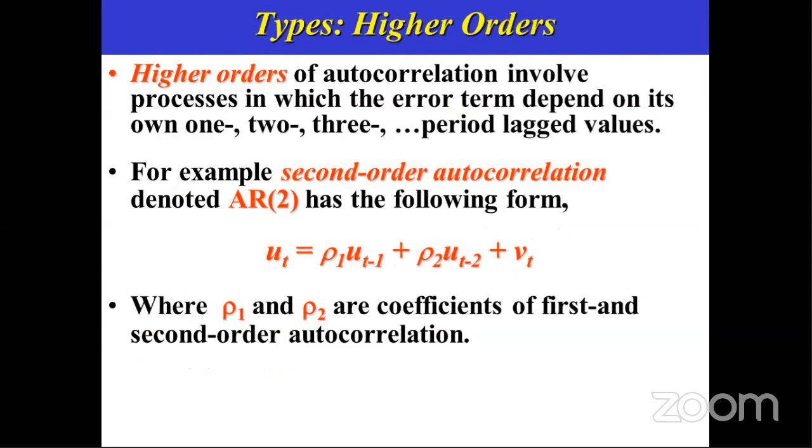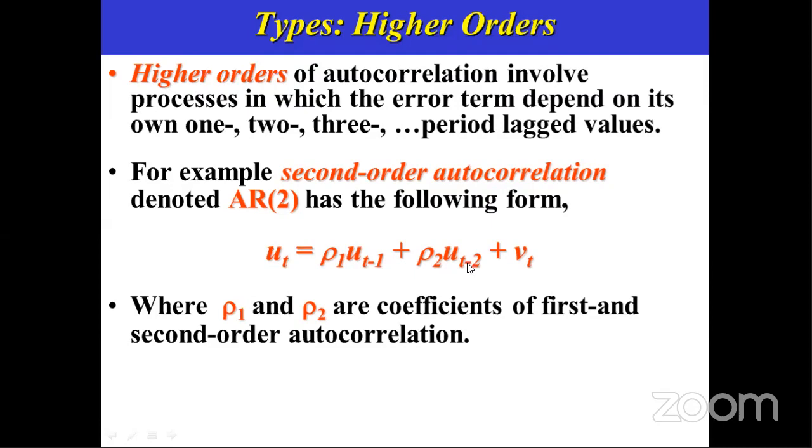Then higher order means you have to include more lagged values of the error term on the right hand side of the equation. It involves the process in which the error term depends on its own 1, 2, 3, and so on previous period lagged values. For example, the second order autocorrelation is denoted by AR(2), which is represented as follows: ut is equal to ρ1 ut minus 1 plus ρ2 ut minus 2 plus vt.